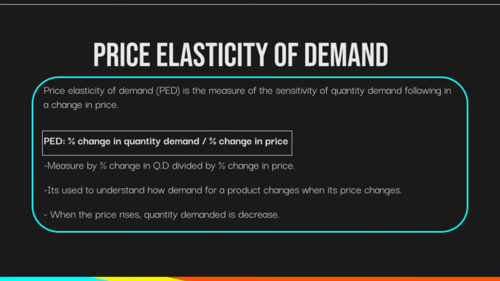Price elasticity of demand is the measure of the sensitivity of quantity demanded following a change in price. The formula for price elasticity of demand is the percentage change in quantity demanded divided by the percentage change in price. It is used to understand how demand for a product changes when its price changes. When the price rises, quantity demanded decreases.